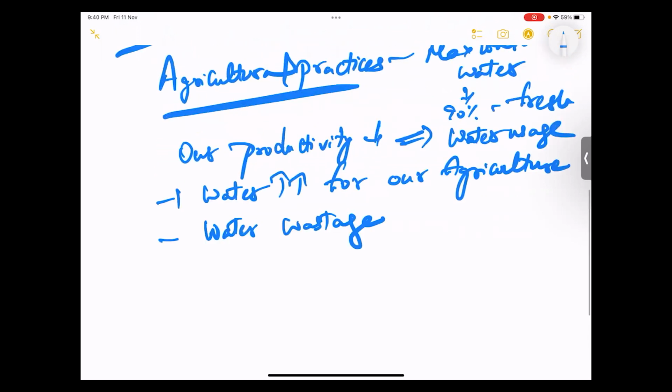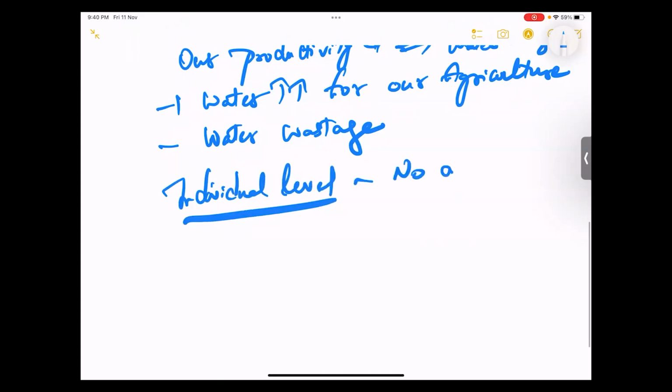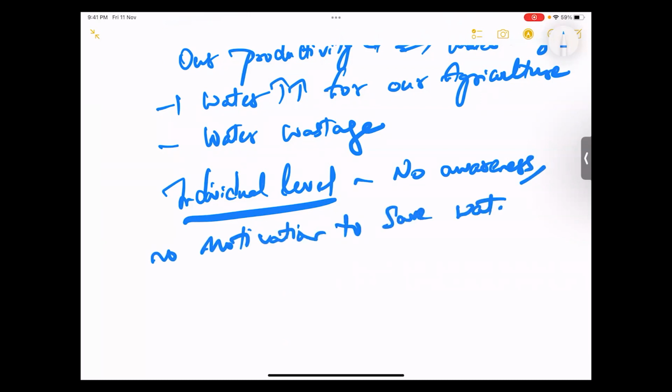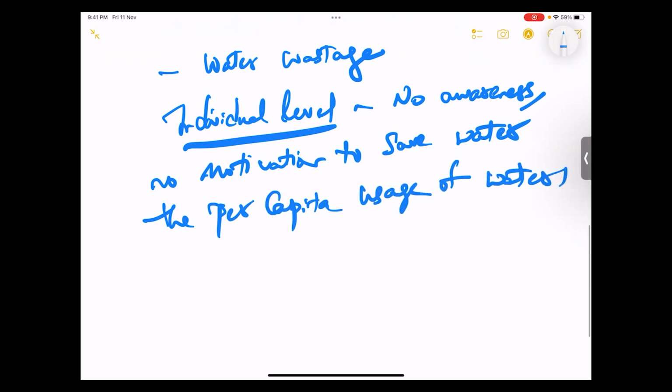And then at individual level, there is no awareness, no motivation to save water, and hence the per capita usage of water is very high across India.